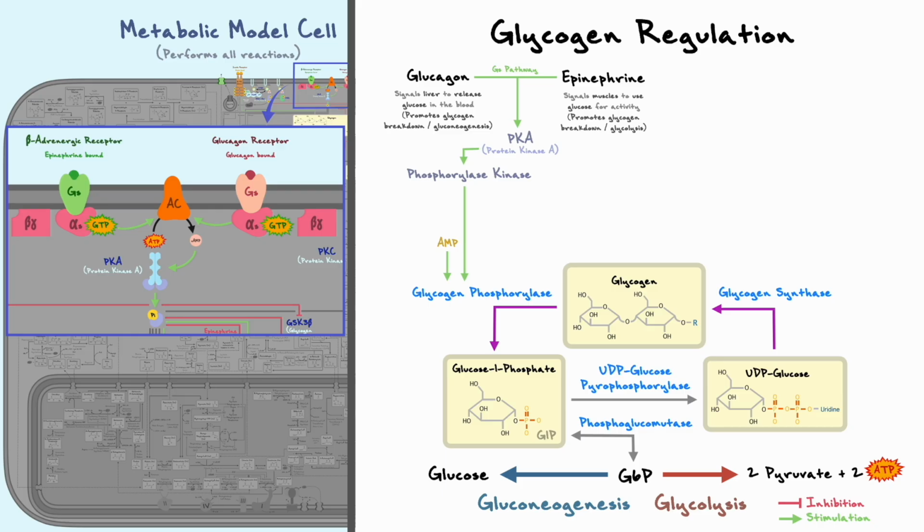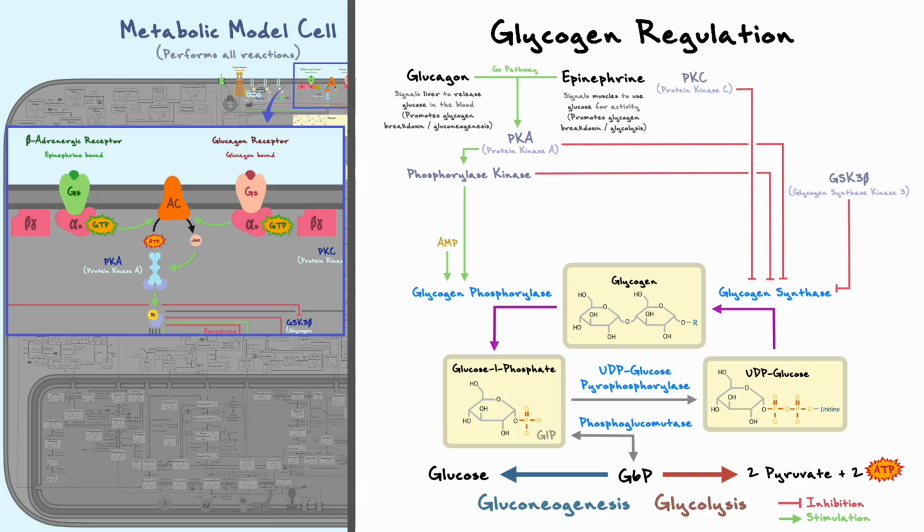In addition to that, PKA and phosphorylase kinase also phosphorylate glycogen synthase, but in this case, instead of getting stimulated, this causes its inhibition. This is our first example of a dual effect in this pathway, and it is a very important mechanism to ensure that cells completely commit to a given pathway. Now, in addition to phosphorylase kinase and PKA, there are also two other kinases that are responsible for inhibiting glycogen synthase, namely glycogen synthase kinase 3 beta and protein kinase C.